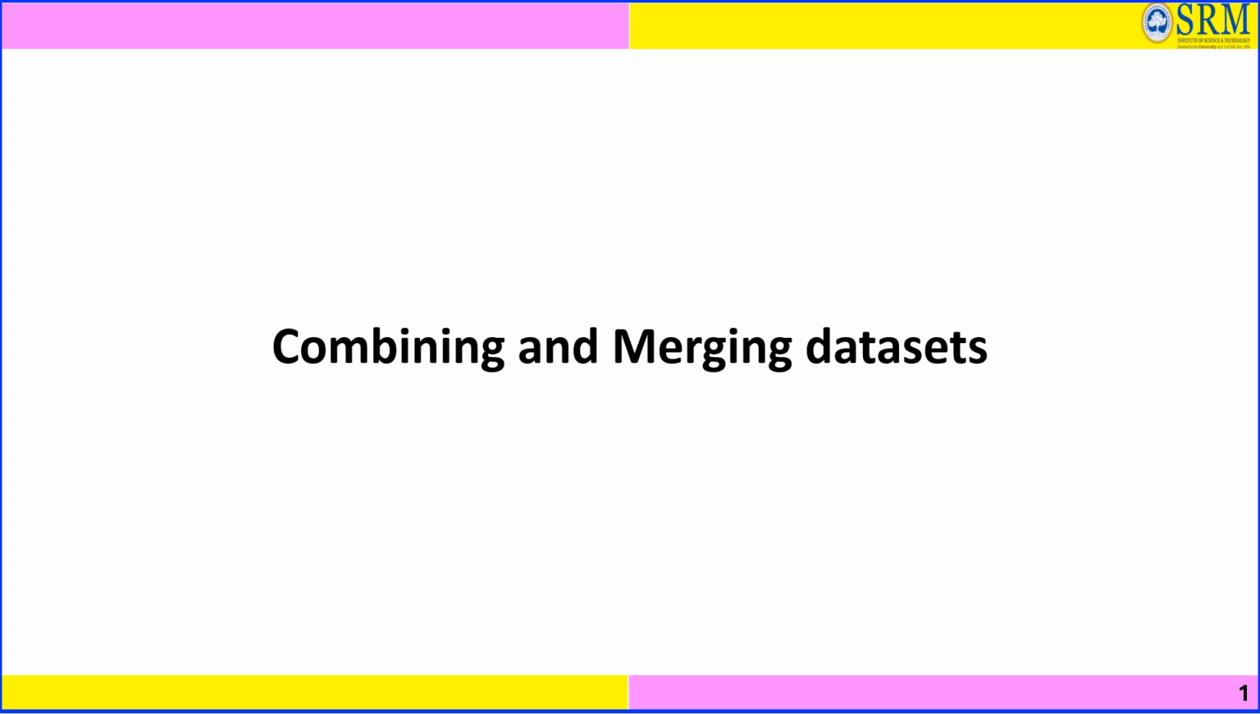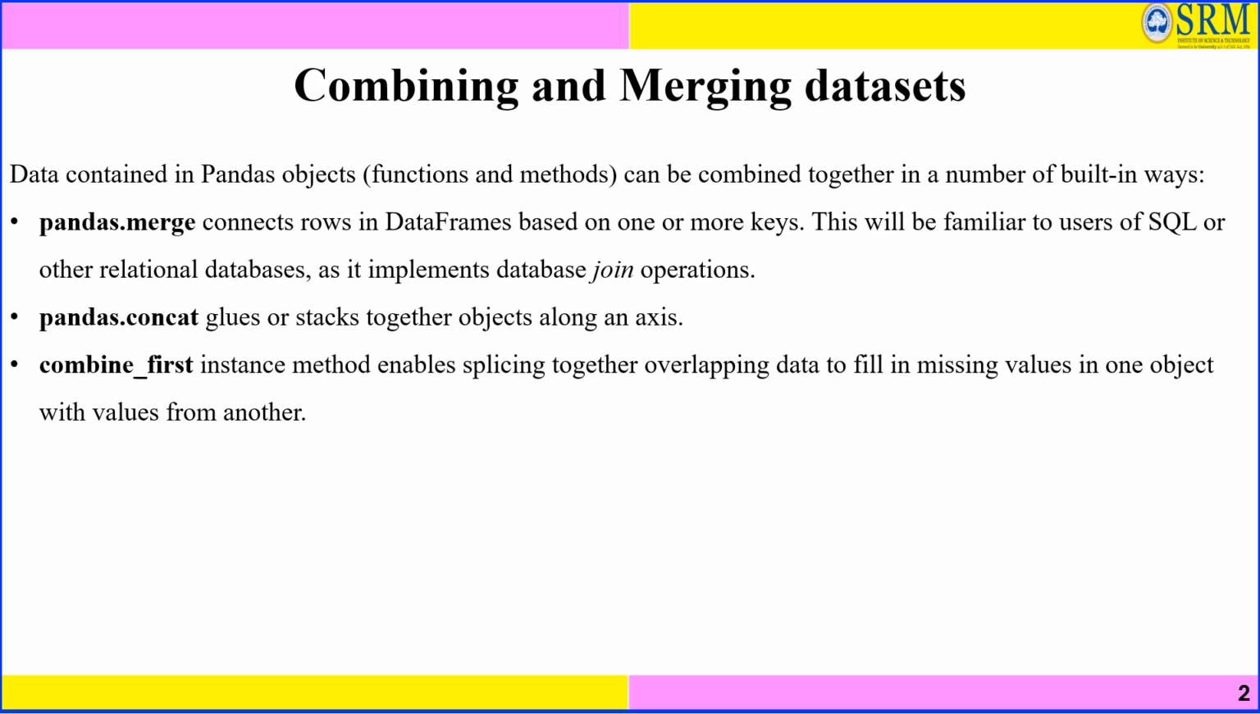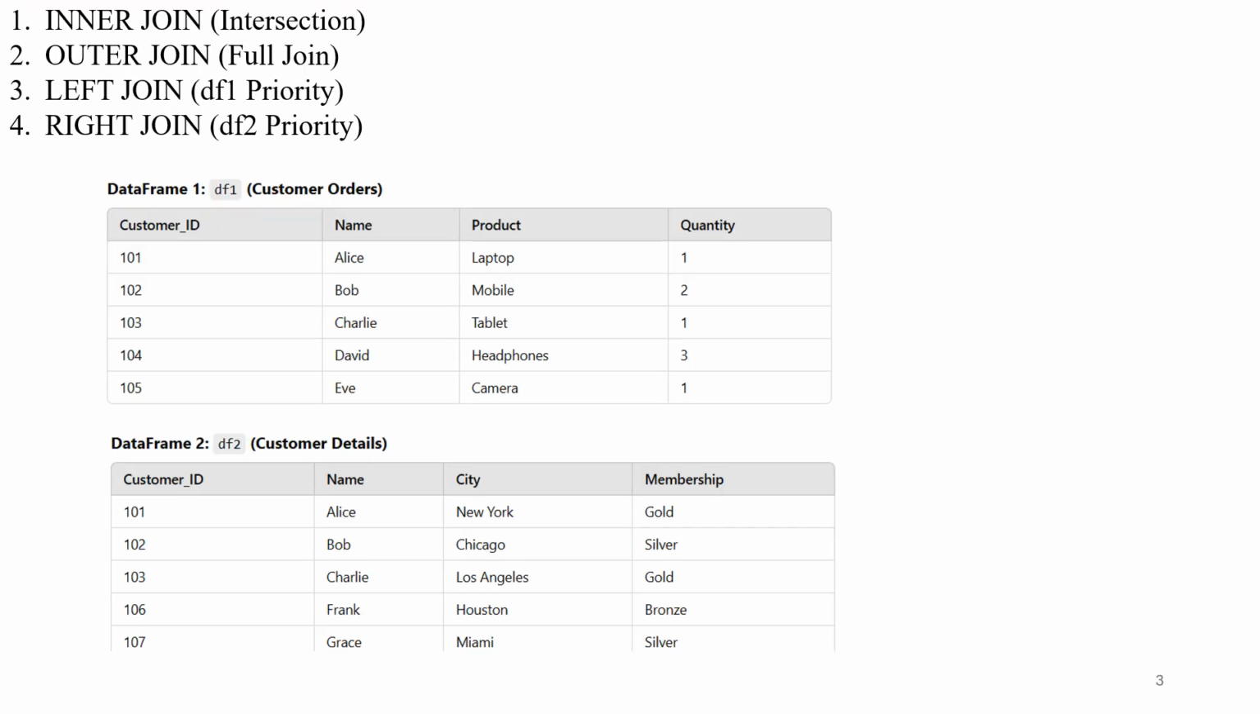So the topic is combining and merging data sets. How do we use Python tools to combine or merge any data set? In Python, we have pandas.merge, pandas.concat, and combine_first. These are the functions or methods used to combine or merge data sets. Regarding merging, we have four different joins: inner join, outer join, left join, and right join.